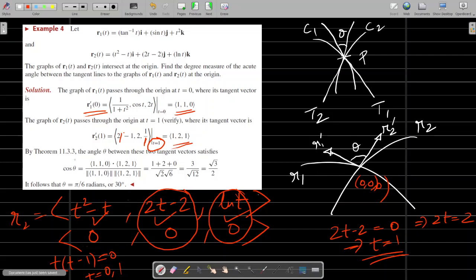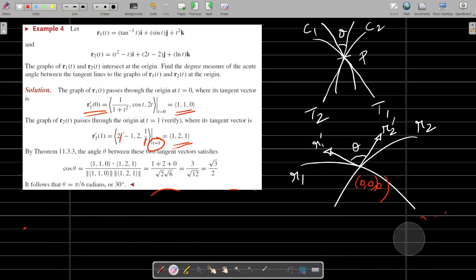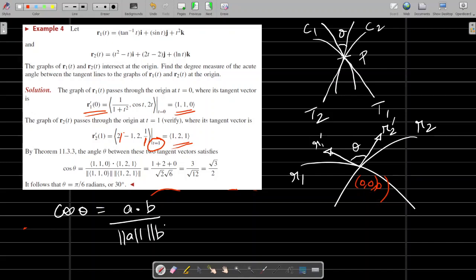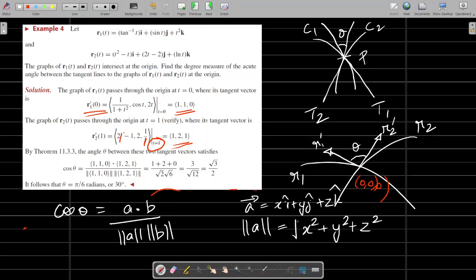Now we know the angle theta between two tangent vectors satisfies this property: suppose you have two vectors a and b, then cos theta is equal to a dot b by norm a into norm b. If theta is the angle between two vectors a and b, then cos theta equals a dot b by norm a into norm b. Now what is norm a? For any vector, say a equal to x i plus y j plus z k, by norm a we mean the distance from the origin, that is, the square root of x square plus y square plus z square.